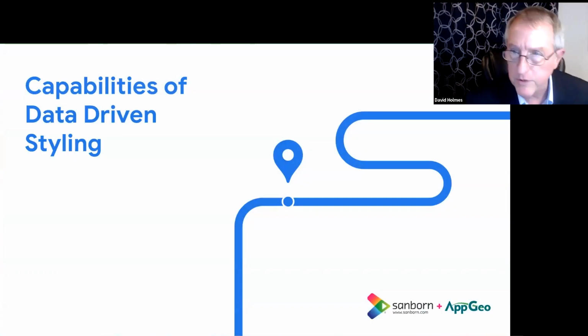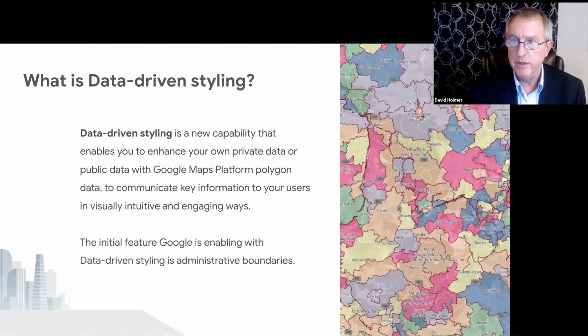So let's begin with what is this data-driven styling, this new capability from Google Maps. So this is a new capability. They've been working on this for at least a year that we've been aware of it as a Google partner. It came out, I'd say, a couple of months ago, and it is now fully available. And we have a number of our clients who are starting to play around with it.